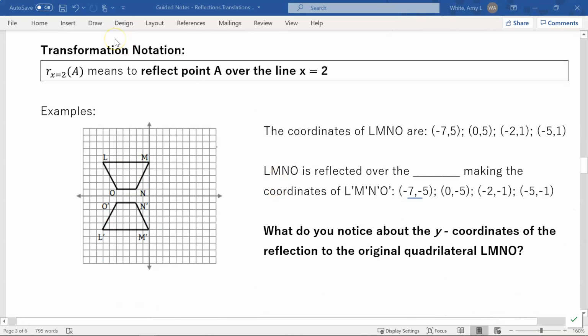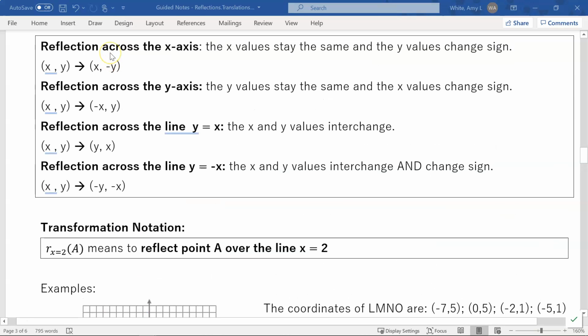If we wanted to write it in transformation notation, we would use a lowercase r, and then the subscript would be the line that we are reflecting over, and then the point that we want to reflect. In coordinate notation, if we're using one of our specific lines, we do have a rule that we can use. I'll also show you how to do this graphically.